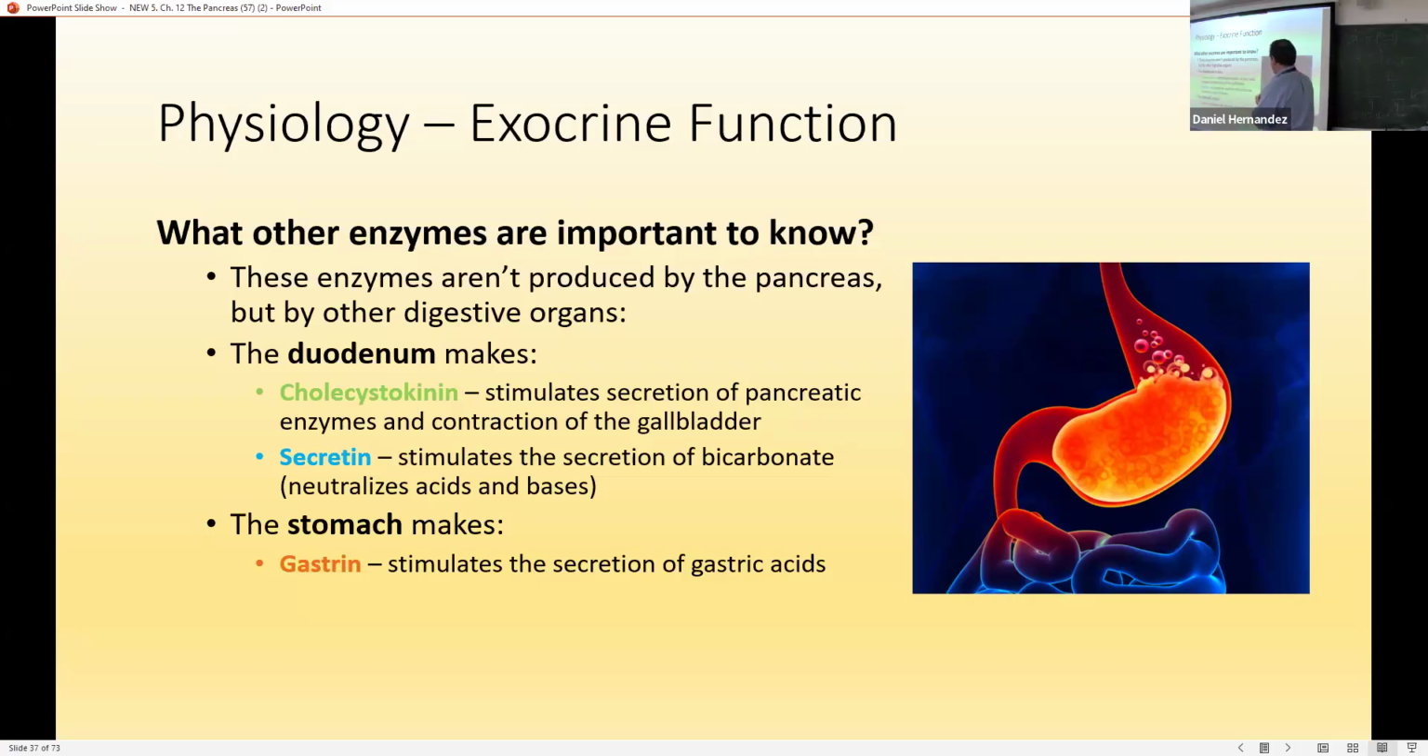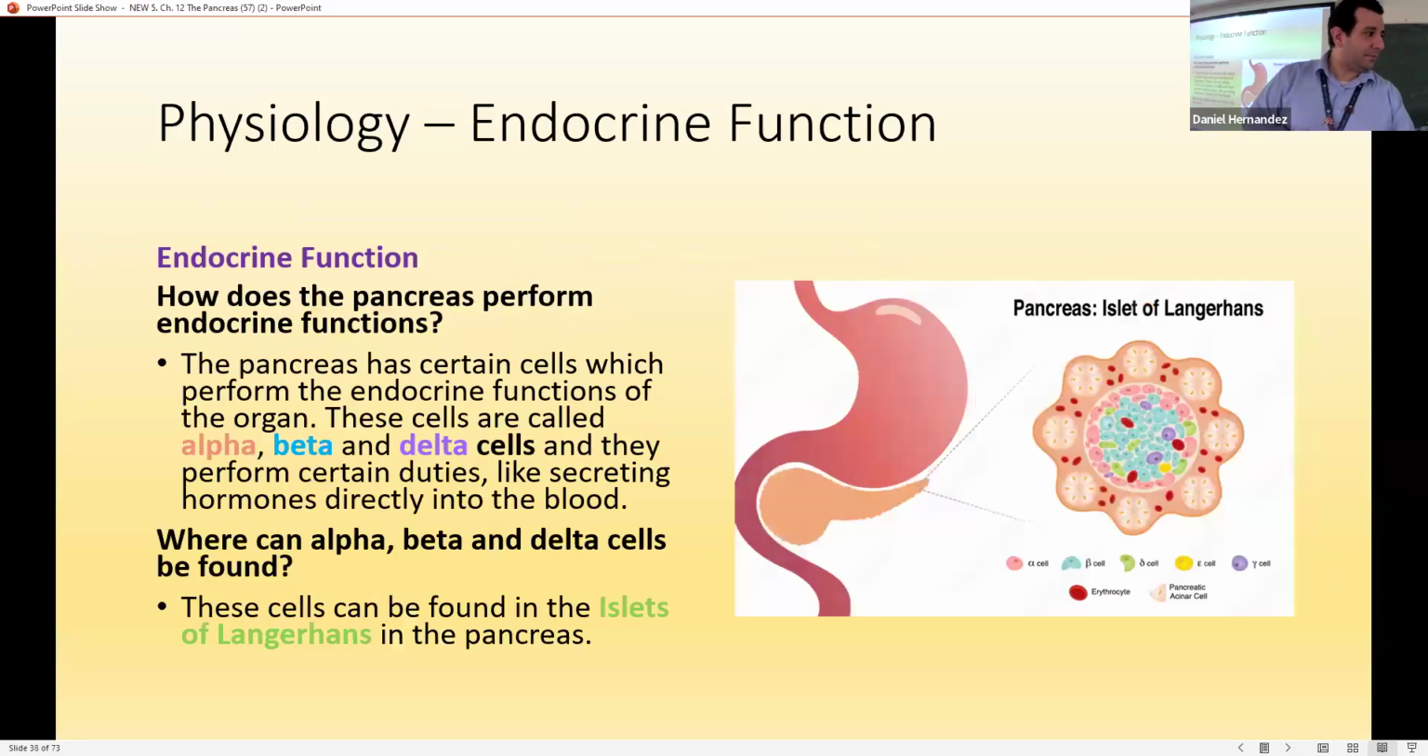Secretin stimulates the secretion of bicarbonate. This neutralizes acids. The stomach makes gastrin, which stimulates the secretion of gastric acids for digestion. All right, just to recap: exocrine function is performed by the acinar cells, which produce lipase, amylase, and trypsin.